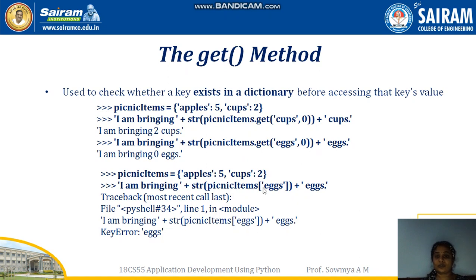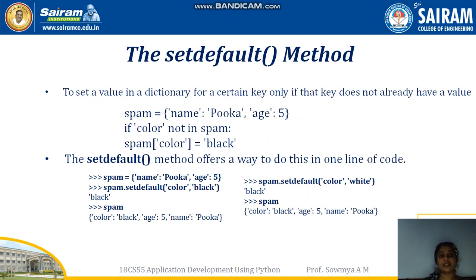If you use picnicItems['x'] directly, since x is not present in picnic items, it gives an error, but not with the get method. If you use the get method in fetching the key values, then it returns the alternate value which the get method is providing instead of an error. This is about the get method in dictionary. Next one is setdefault.